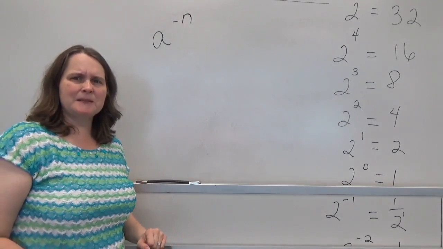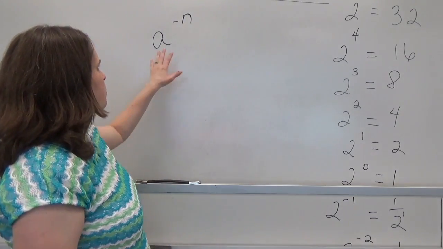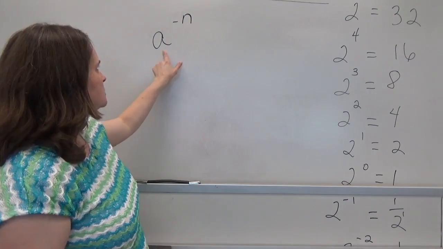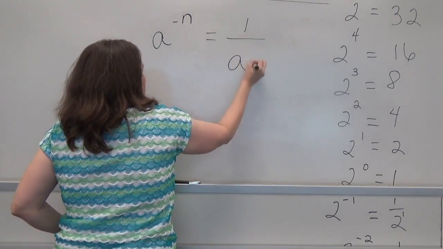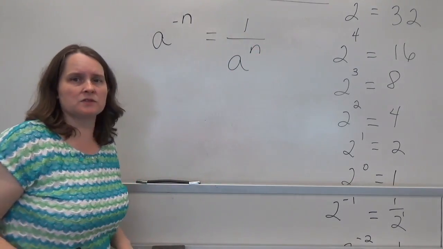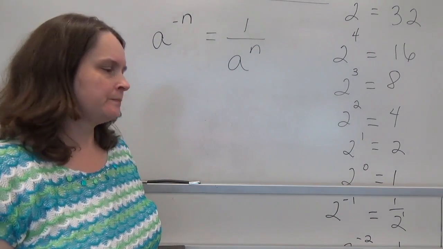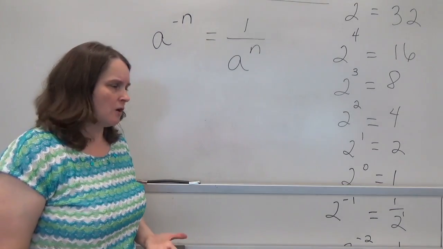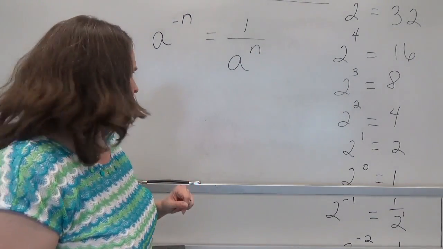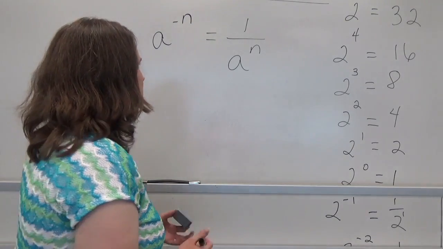So with that explanation, hopefully you understand why we can rewrite a base to a negative power as 1 over that base raised to the positive power. So that gives us another rule to work with. All right. The remaining rules are just extensions of the ones that we've done so far. There are 3 more that I'm going to talk about with you.